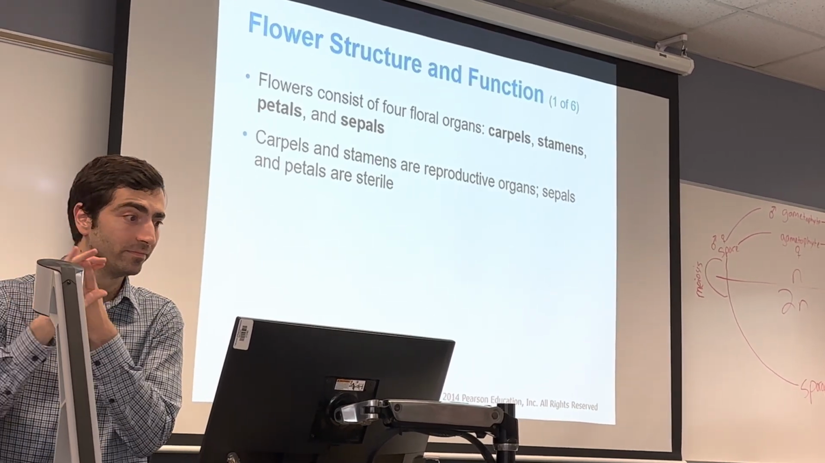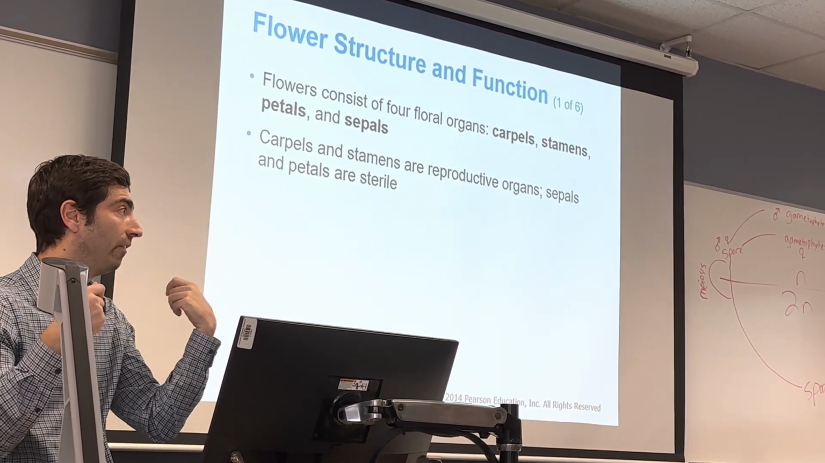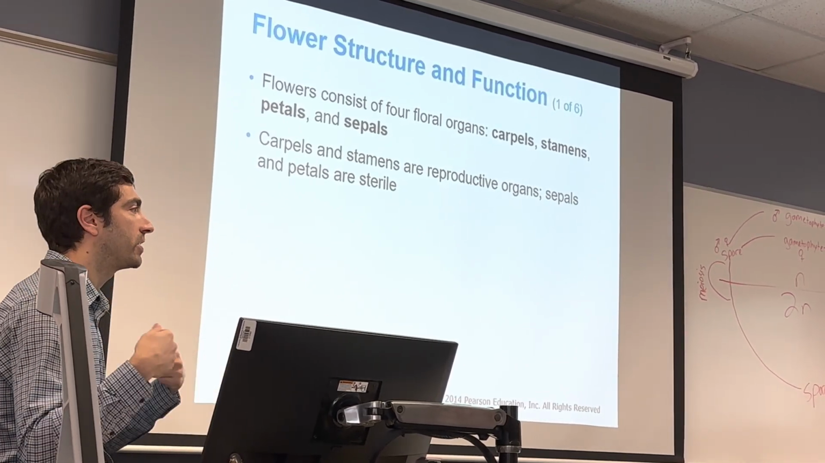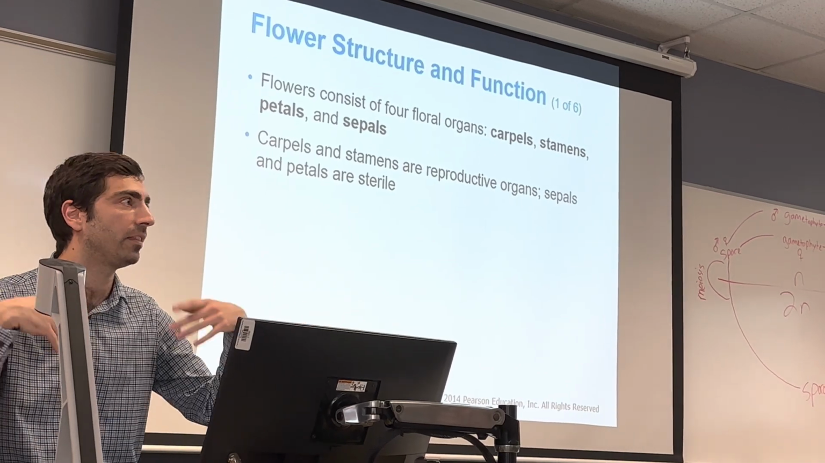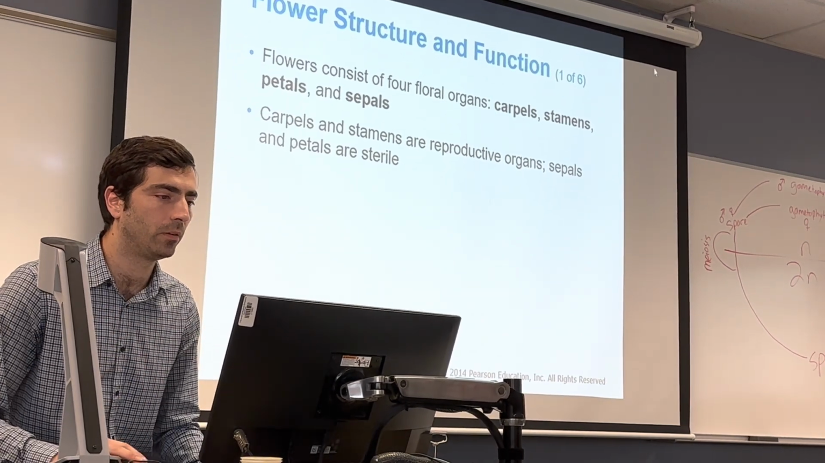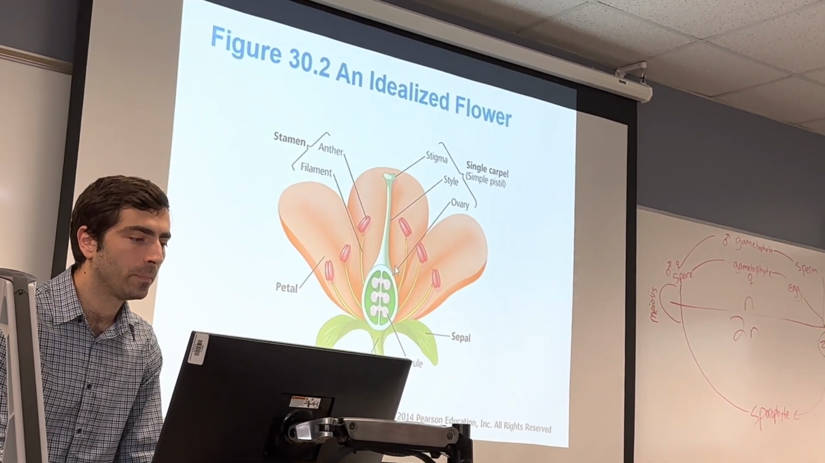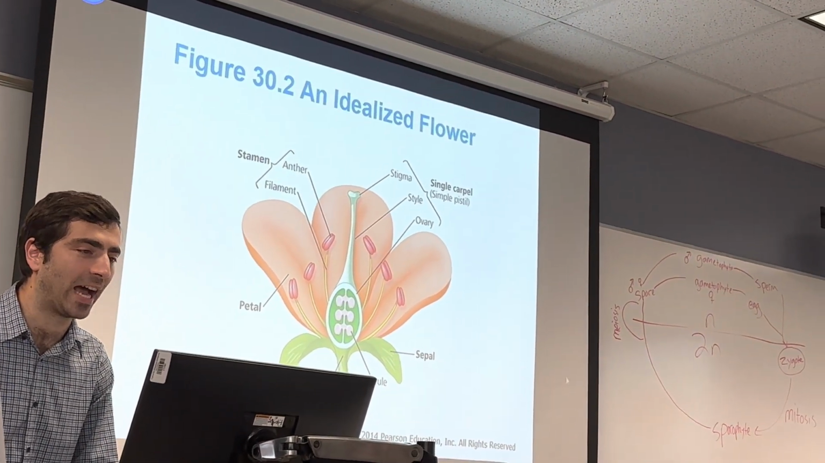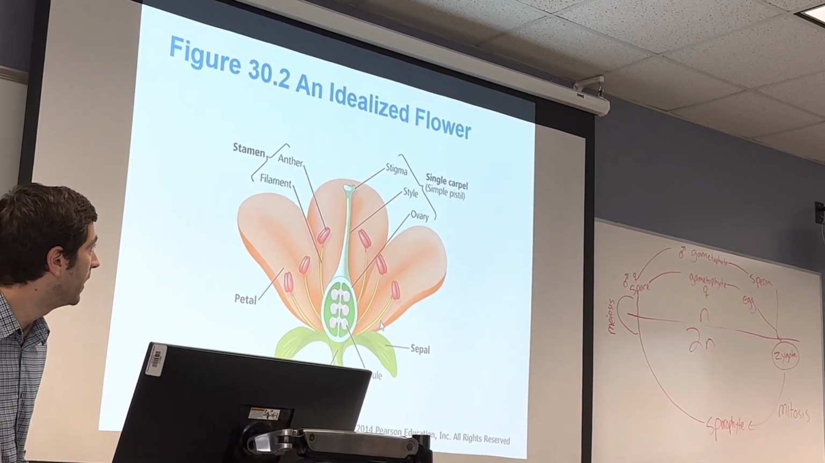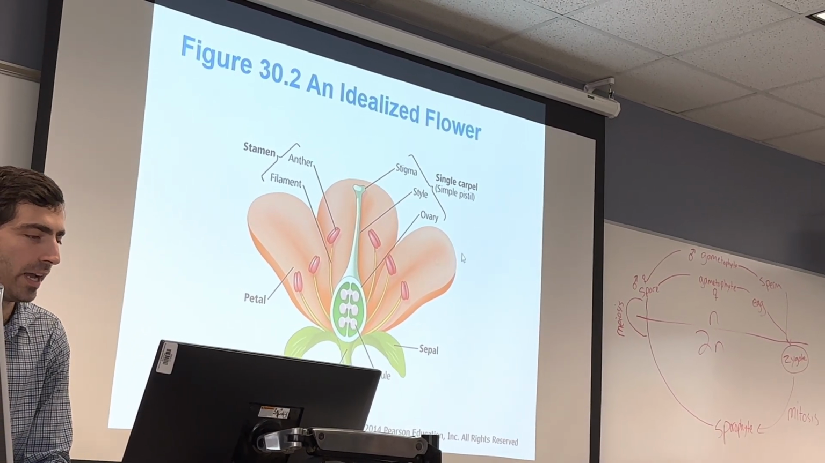So 2 of these 4 organs have a reproductive function. They have some gamete within them at some point. The other 2 are sterile. They help in the reproduction process, in pollination, but they don't have any gametophyte within them. They're sterile. If we see the basic diagram of a flower, we can see those 4 parts. We'll come back to this image in a second, but sometimes it's better to draw it out piece by piece.